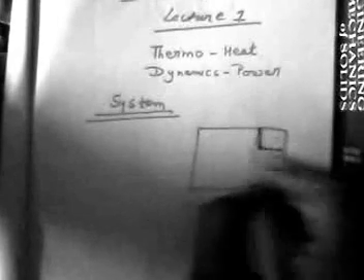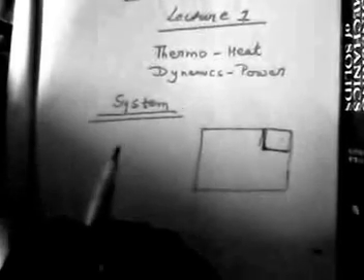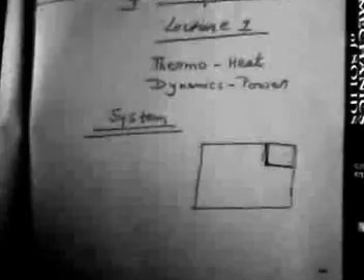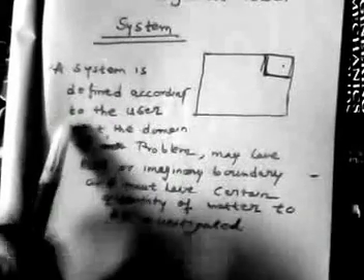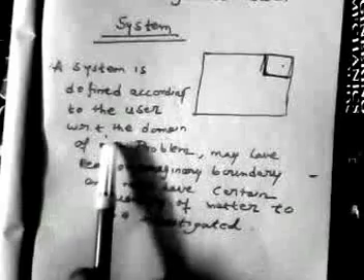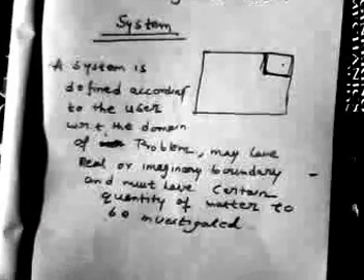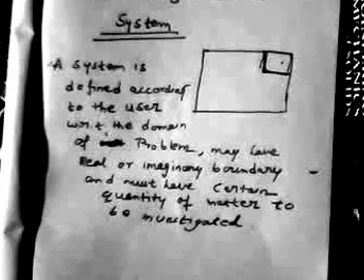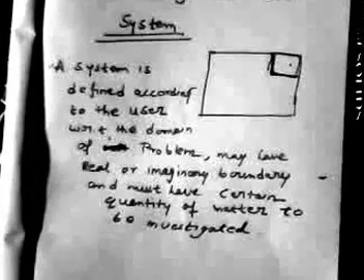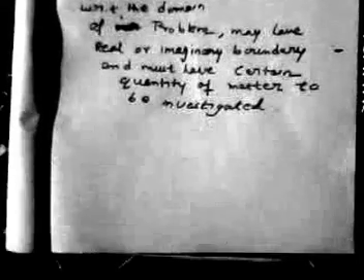The region where you are focusing, which will be under investigation, must have a certain quantity of matter to be investigated. So what will be the definition of a system? The system is defined according to the user with respect to the domain of the problem, may have a real or imaginary boundary, and must have a certain quantity of matter to be investigated. This is the definition of a system.